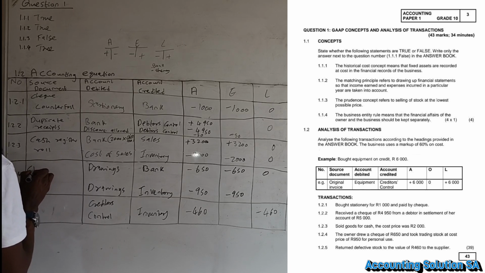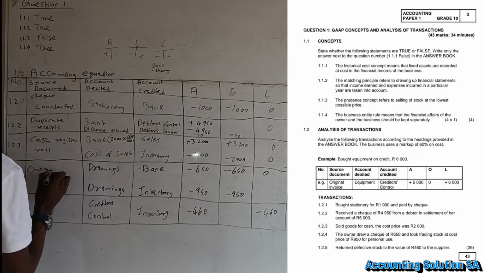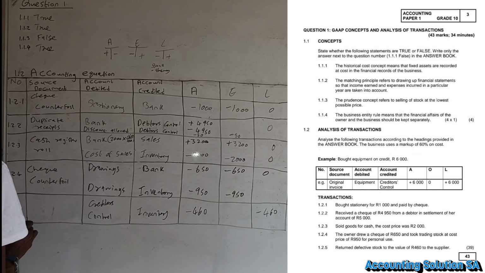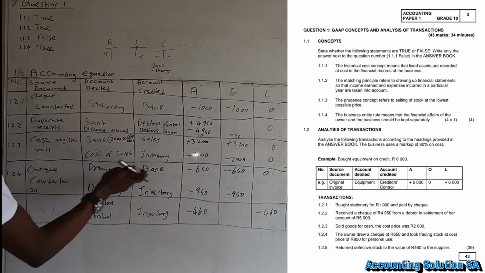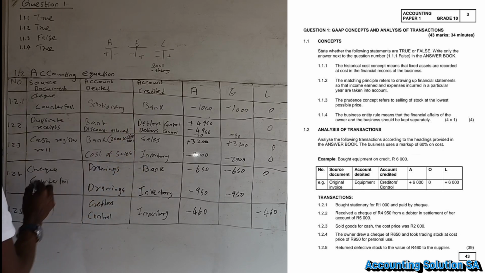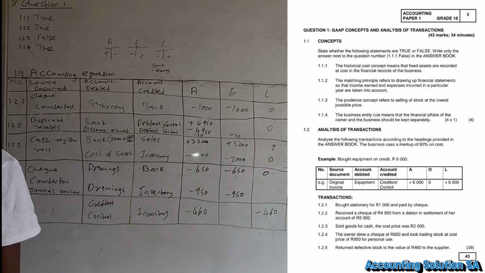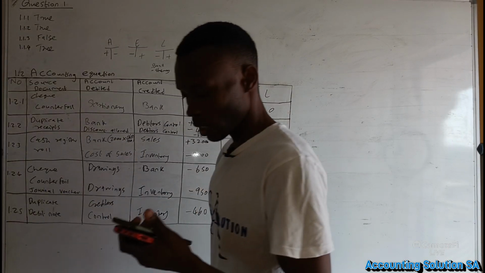Okay. Then the next one is similar to the first one, cheque counterfoil. Okay, and the other one is a general voucher from the same transaction, guys. Cheque counterfoil is for this one that affects bank, like this one. Then this one is gonna be general voucher. General voucher is withdrawal of inventory. Okay, then this one is duplicate debit note. You know that when we return something, we have to use a debit note.